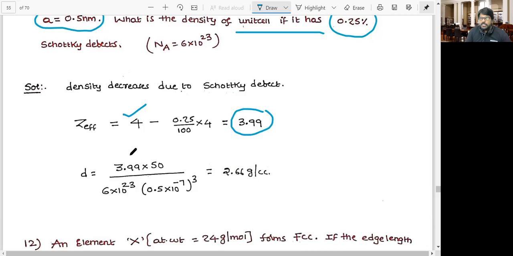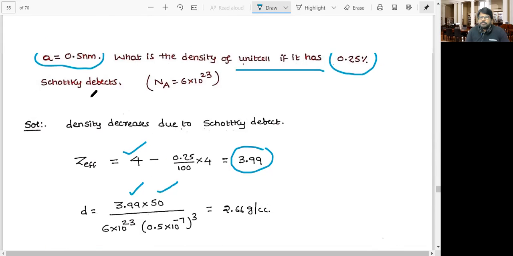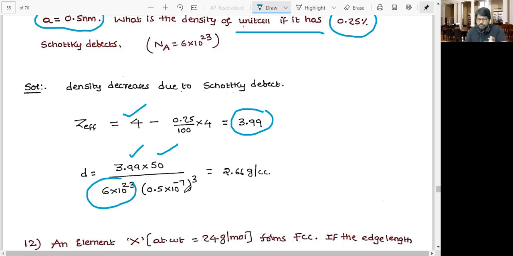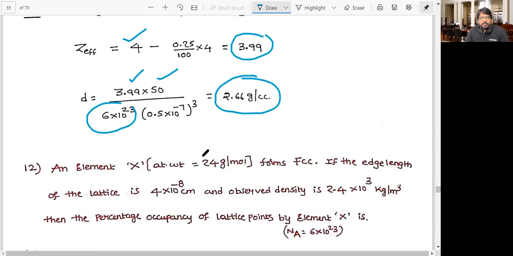Density is equal to Z effective into atomic weight by Avogadro number, and of course the edge length is given, and we have substituted everything in the CGS system, and we got the density 2.66 gram per cc. Here you need to understand how to find the Z effective and why Z effective decreases. You should not think about the simplification part. I already told you, once again I'm telling. You are preparing for a national level examination, right? And now let us move on to the next one.